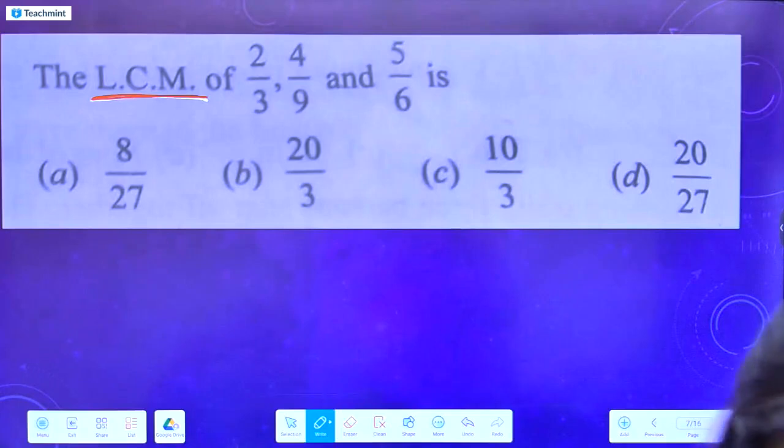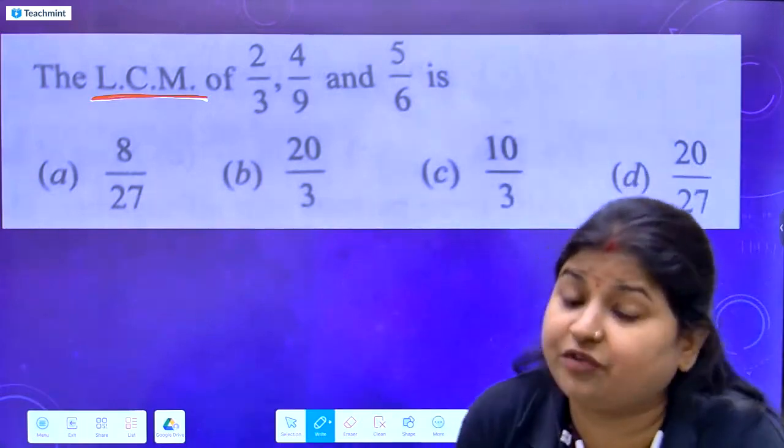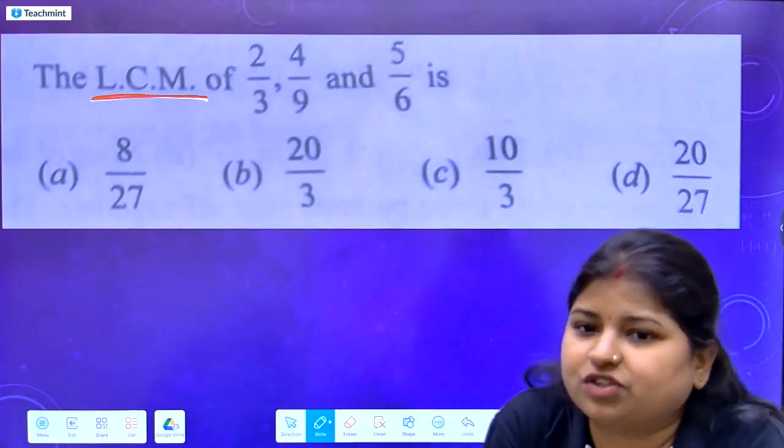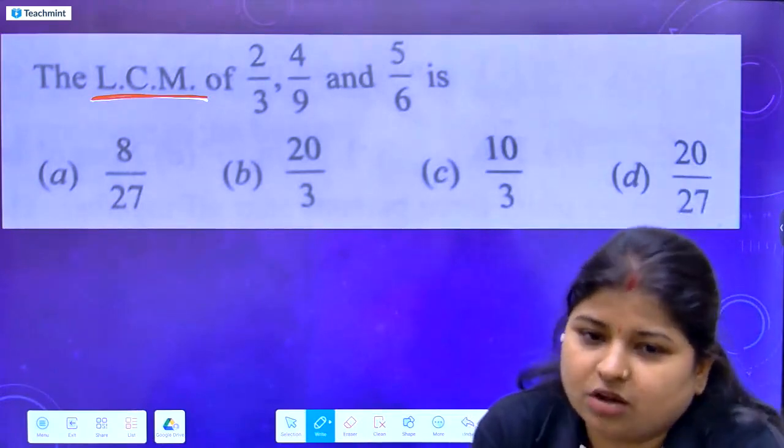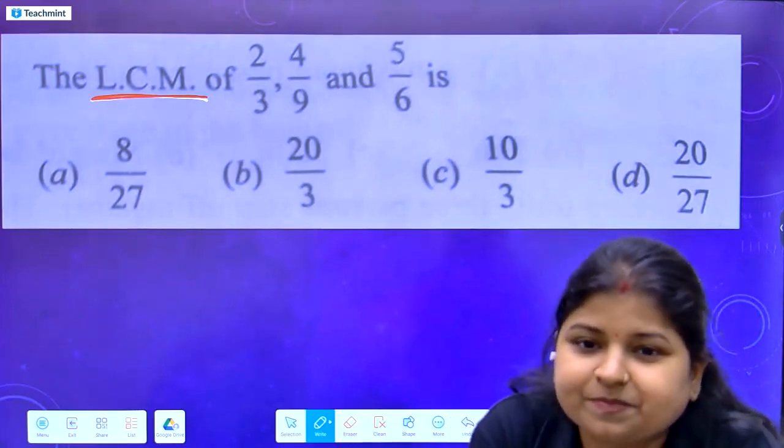And here you go. You can answer in the poll. LCM of 2 by 3, 4 by 9, 5 by 6. Ma'am, can you give us 60 seconds? 60 seconds, why? Take 90, but give the correct answer. I give you 90 seconds, but I want the correct answer from you. Though 90 seconds is very much for this particular question, only to boost your confidence I'm giving you 90 seconds. But only for this question, not from the next.